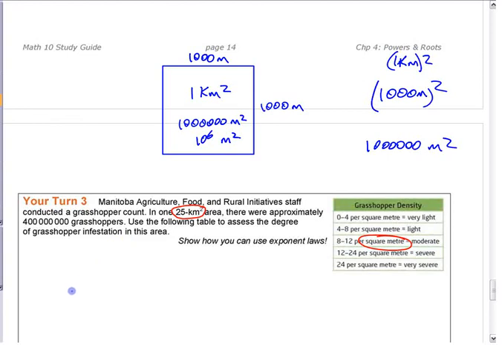Write this using powers and see what you do. Okay? Anyways, get going on finishing that section, asking for help if you need to.